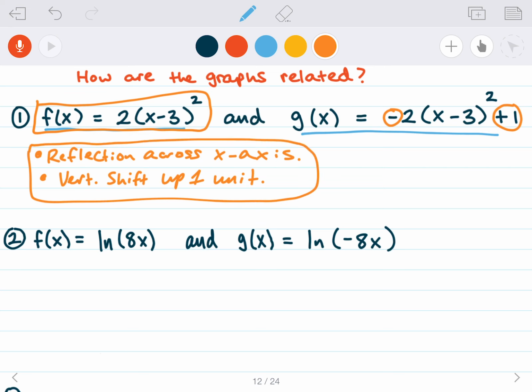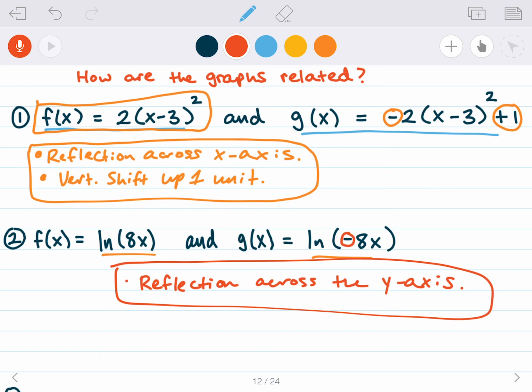Let's take a look at number 2. I have ln of 8x and ln of -8x. So what's the difference between the second one and the first one? Well, the only difference is this negative right here. And is the negative on the inside or the outside of the function? Well, it's on the inside. So that means that's a reflection across the y-axis. And that's the only difference between the two, is that negative. So we have a reflection across the y-axis.